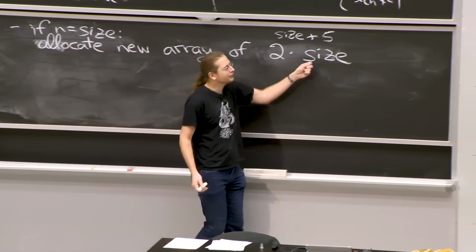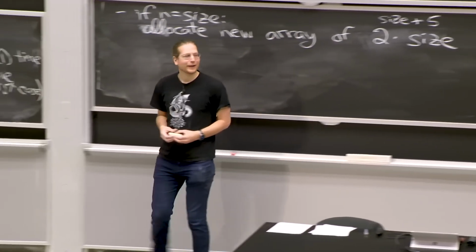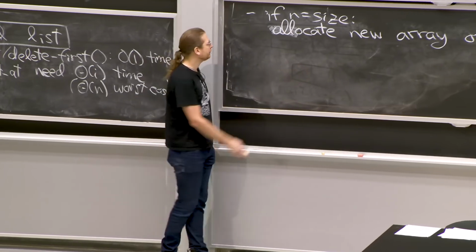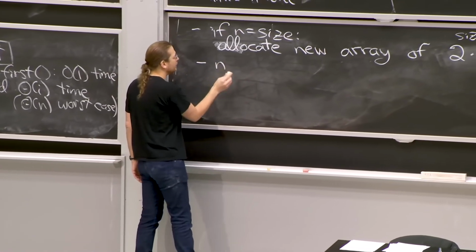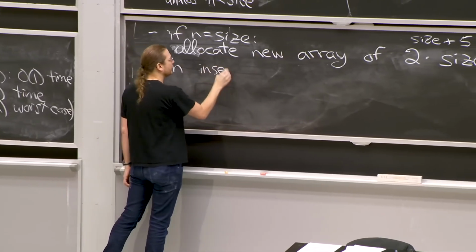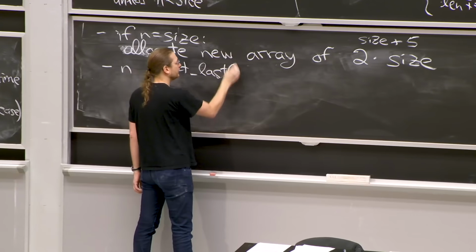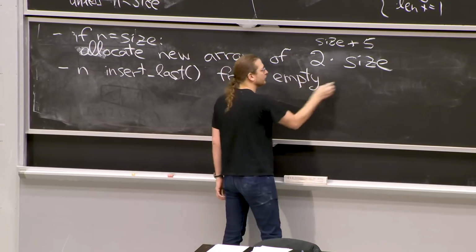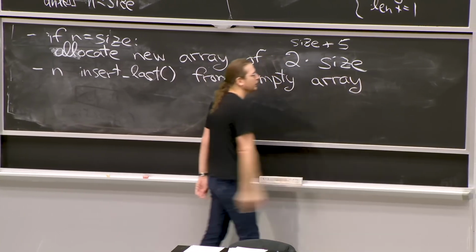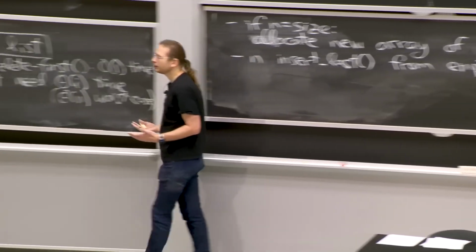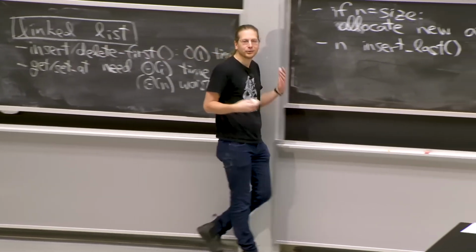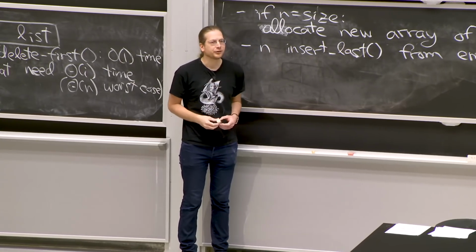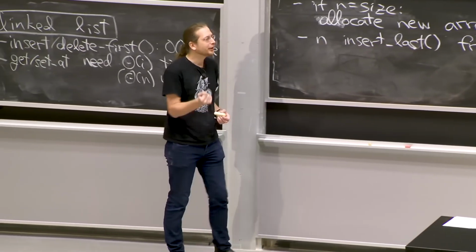Whereas 2 times size, well, now we have to think a little bit harder. Let's just think about the case where we're inserting at the end of an array. So let's say we do n insert last from an empty array. When do we resize? Well, at the beginning, I guess I didn't say what we do for an empty array. Let's say size equals 1. So we can insert 1 item for free. As soon as we insert the second item, then we have to resize. That seems bad. Immediately, we have to resize. Then we insert the third item.